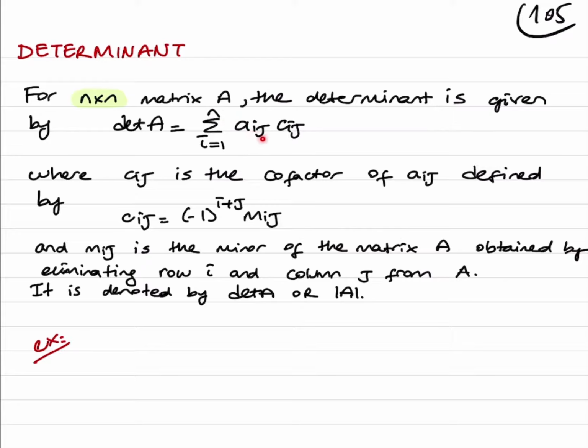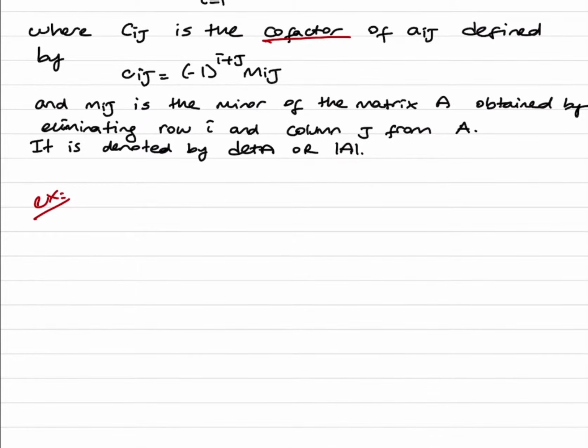i from 1 to n of a_ij c_ij, where c_ij is the cofactor of a_ij, defined by (-1) to the power i plus j, m_ij, and m_ij is the minor of the matrix A, obtained from A by eliminating row i and column j of the matrix A. The determinant is denoted by det A or the absolute value of A. So we denote it like this.